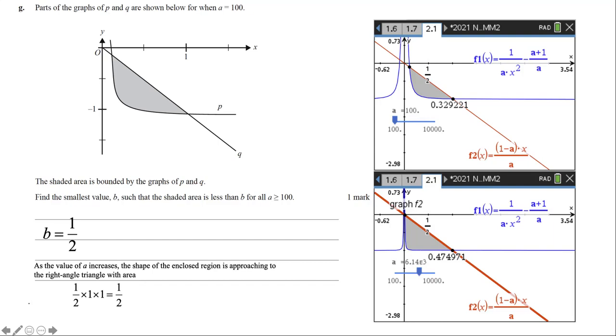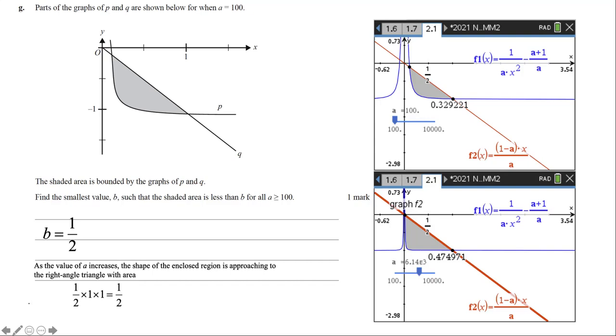So we have to use sliders to observe the pattern. Here, I just sketched 2 graphs involving the parameter A. So I created a slider for A. And the slider goes from 100 to 10,000, which I think should be sufficient to observe its pattern.